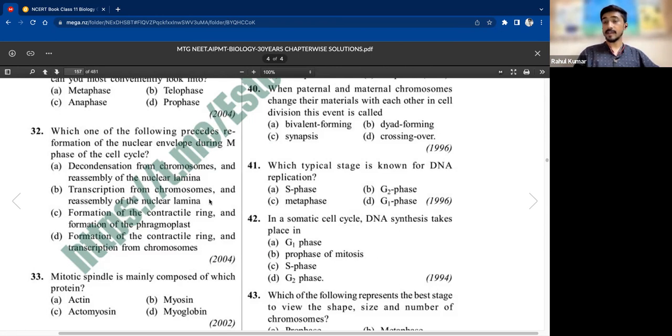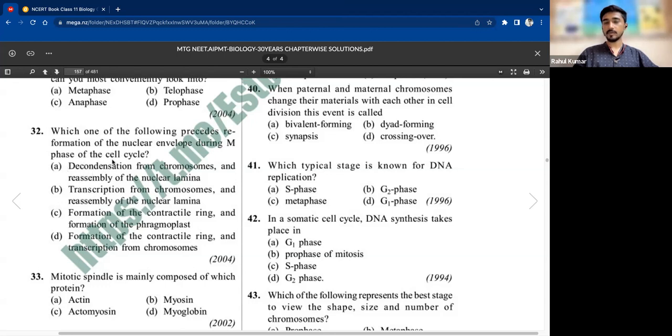Transcription from chromosomes happens in the G2 phase, because transcription makes RNA and RNA will make protein. Protein synthesis happens in G2 phase. Replication happens in S phase. So replication is not in the question, but I'm just telling you. Two options have transcription, D and B. These cannot be the right answer. Now we are left with A and C.